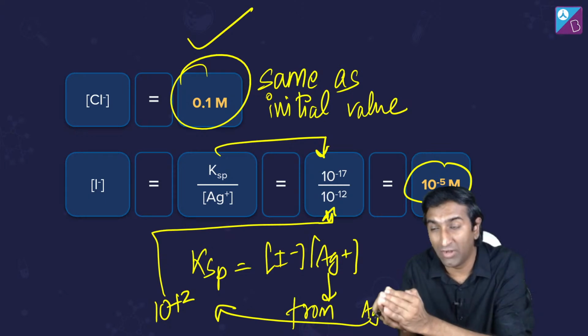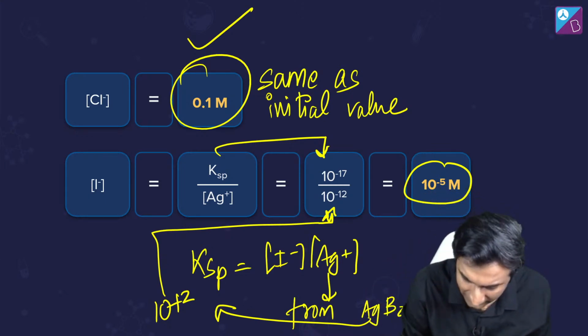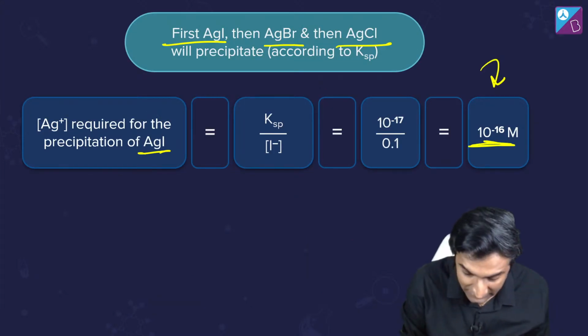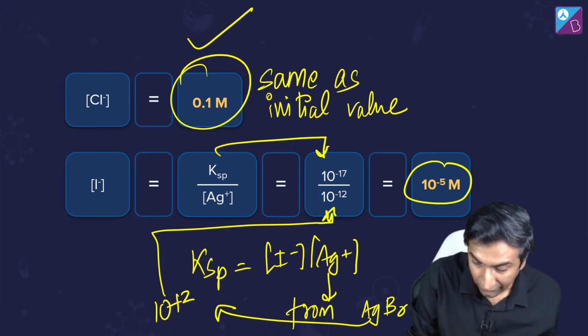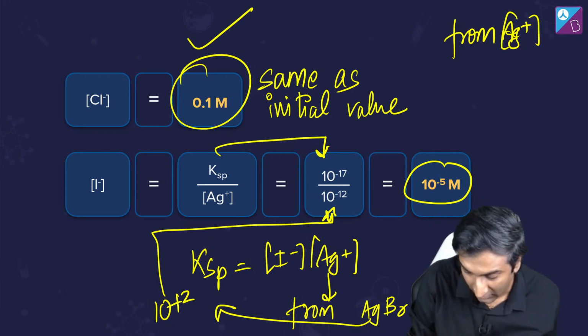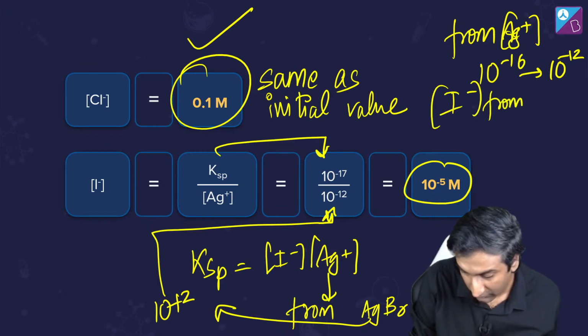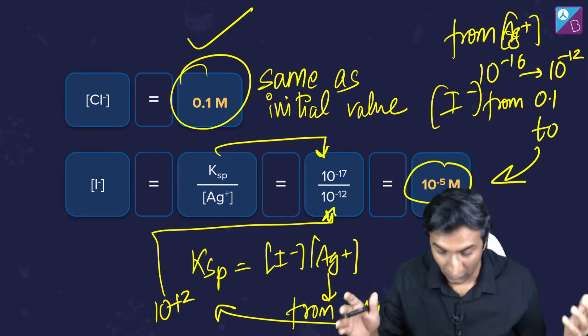I minus initially was 0.1, but it started precipitating at 10 power minus how much? 17 or something? Let's see. It started precipitating at 10 power minus 16, right? But now the concentration is 10 power minus 12, right? Where did our question go? Right here. So from Ag plus going from 10 power minus 16 to 10 power minus 12, I minus goes from 0.1 to this. That's it.